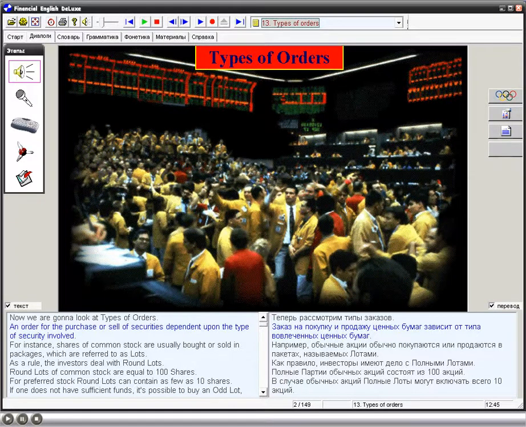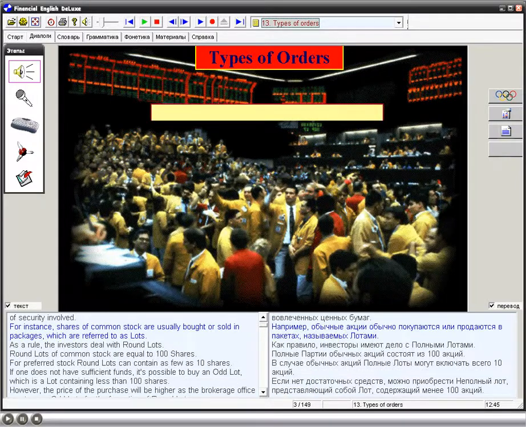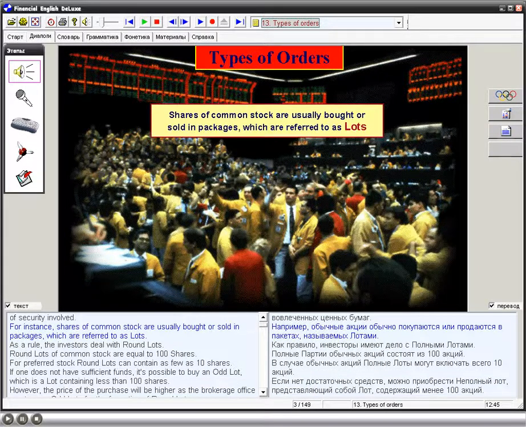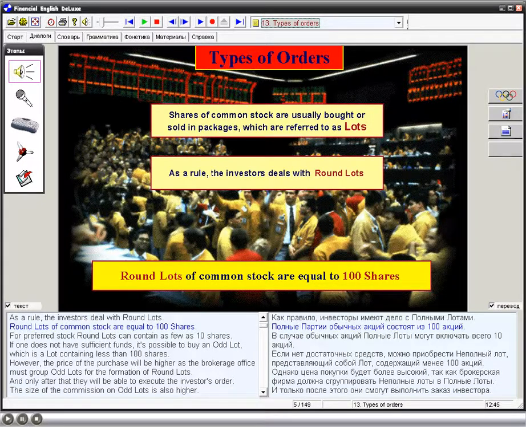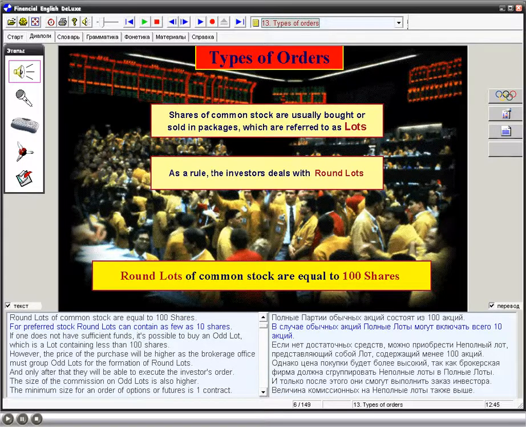An order for the purchase or sale of a security is dependent upon the type of security involved. For instance, shares of common stock are usually bought or sold in packages, which are referred to as lots. As a rule, the investors deal with round lots. Round lots of common stock are equal to 100 shares. For preferred stock, round lots can contain as few as 10 shares.